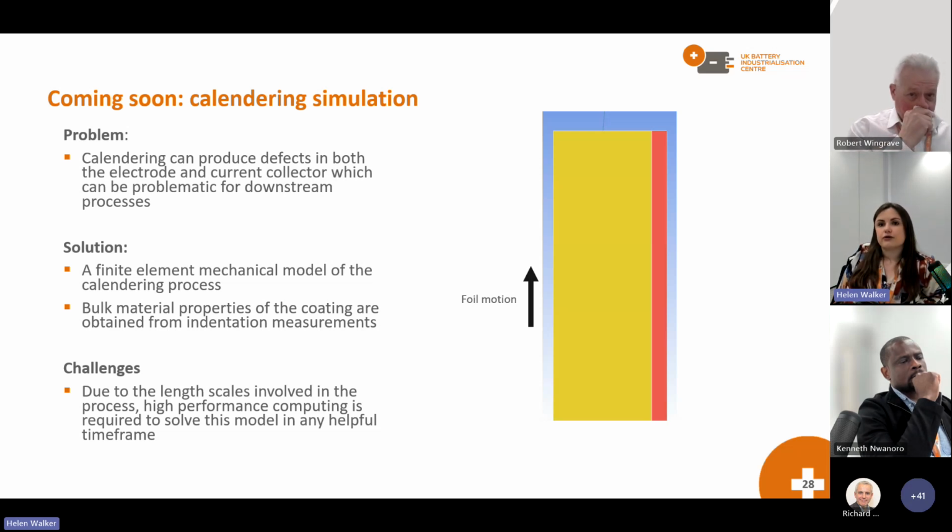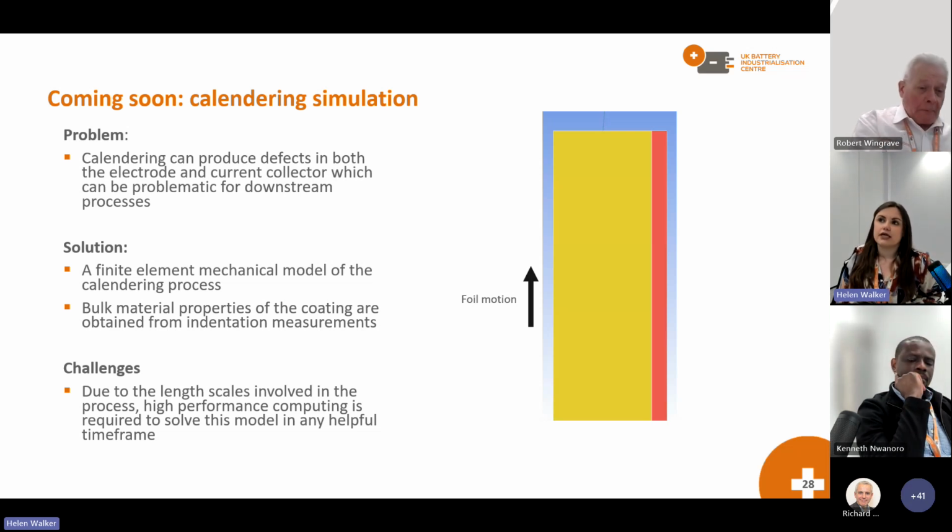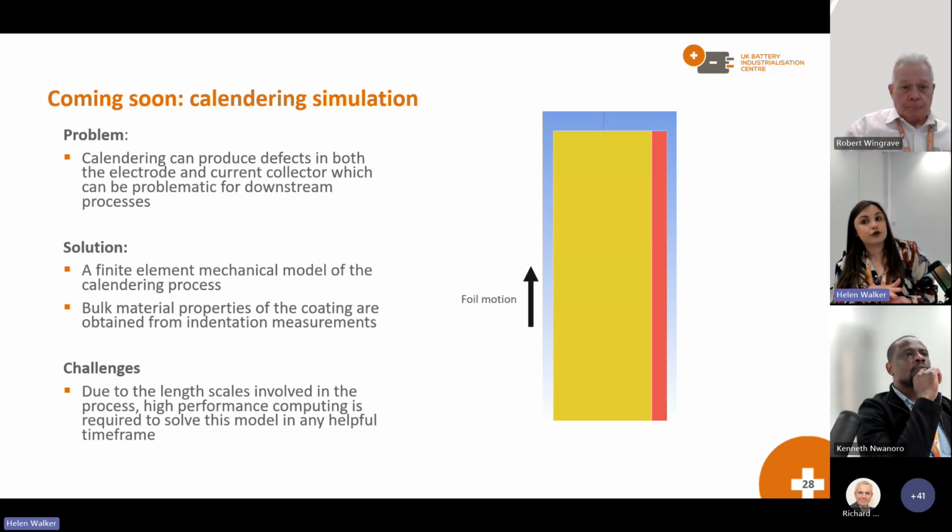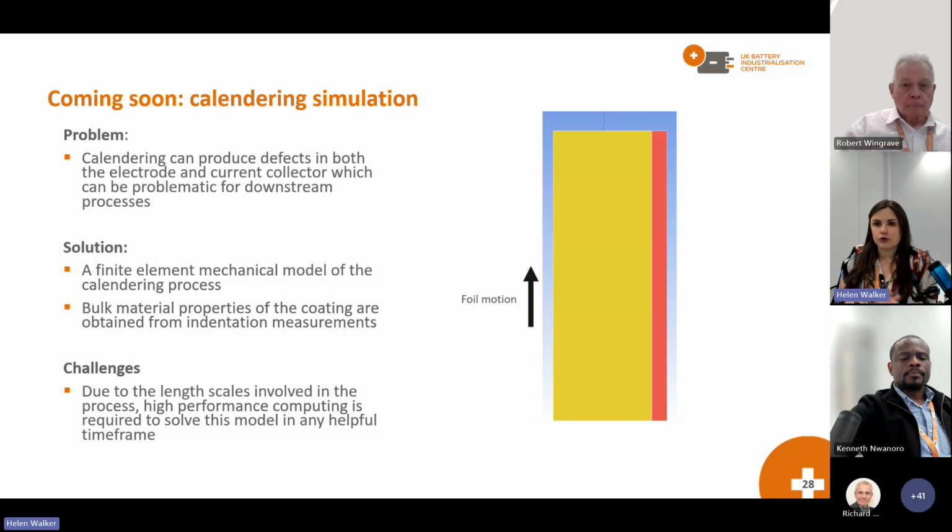The solution that we found was a finite element mechanical model of the calendaring process. The basis of this model is the coated material is modelled as a crushable foam, and you need as the input to that model the macro material properties, and you can gain them from micro indentation measurements, for example. And you model that as a crushable foam, and can we see the onset of defects in the coated part or in the foil?